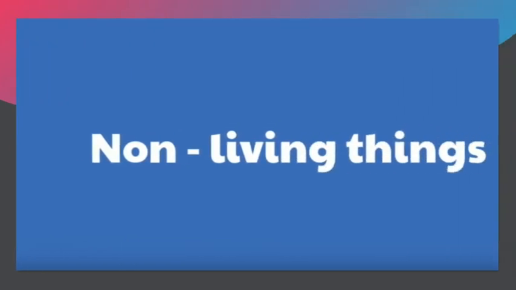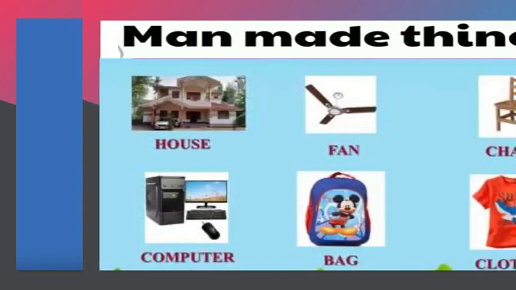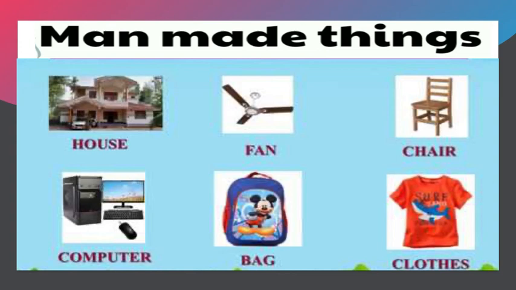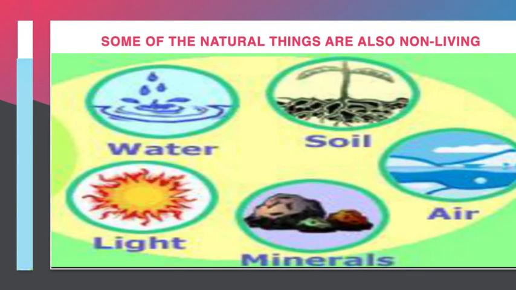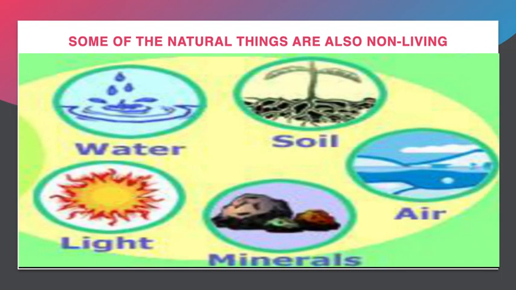Now let's learn more about some non-living things. Man-made things. The things made by man are called man-made things, and all these things are non-living. For example, house, fan, chair, computer, bag, and clothes. Some natural things are also non-living, like water, soil, air, minerals, and sunlight.